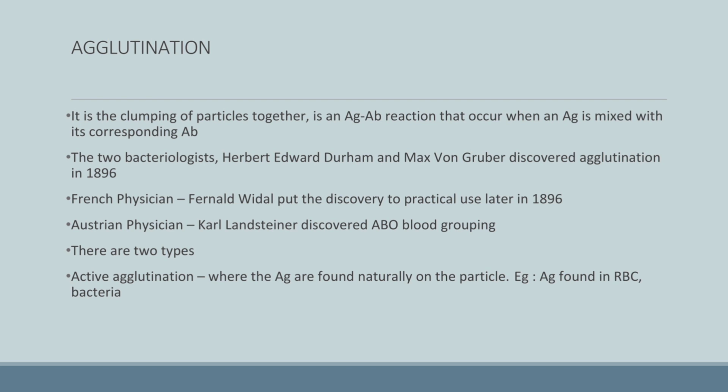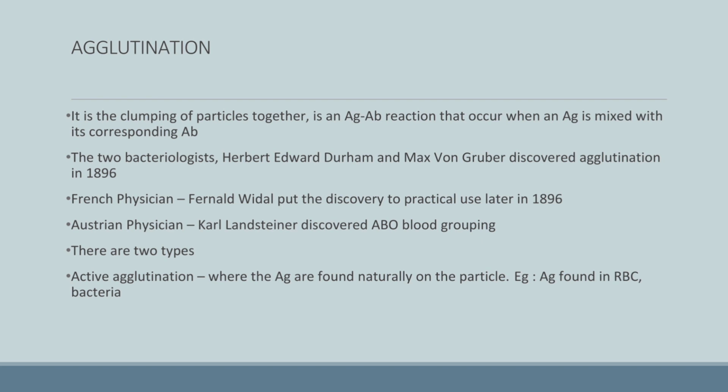Next, the French physician Fernand Vidal put Gruber and Durham's discovery to practical use later in 1896, using the reactions as the basis for a test for typhoid fever. Vidal's test is the first example of serum diagnosis. Then Austrian physician Karl Landsteiner discovered the ABO blood grouping, which is also called Landsteiner's agglutination test.